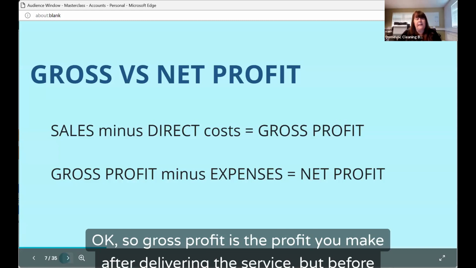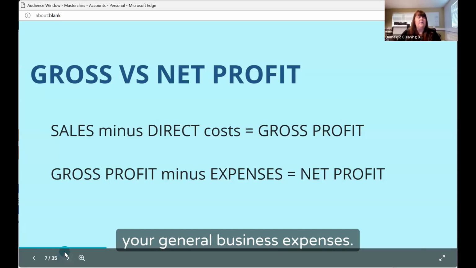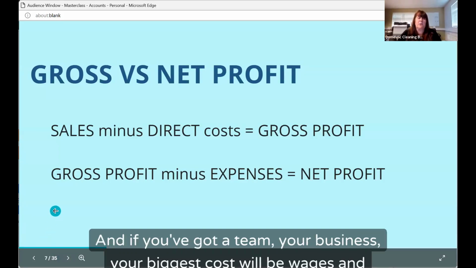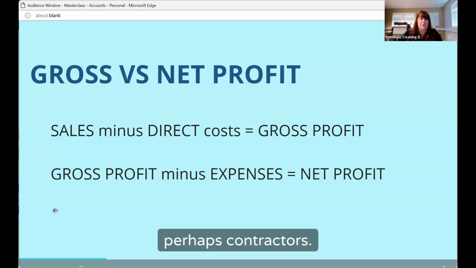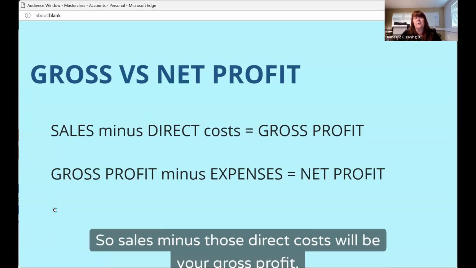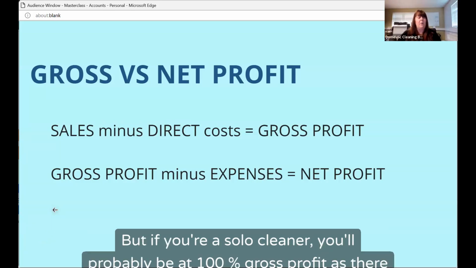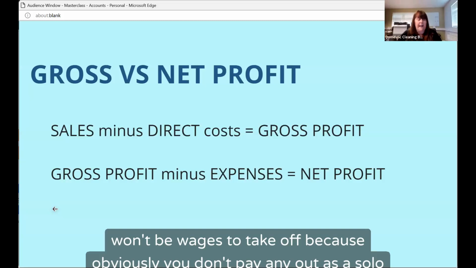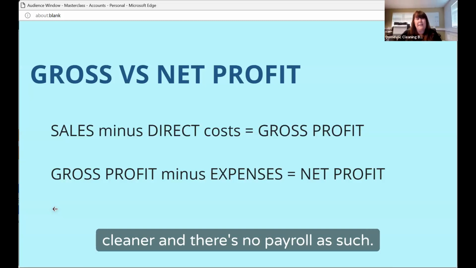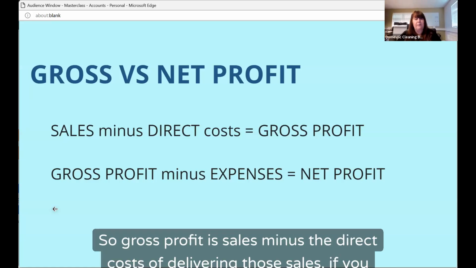Okay, so gross profit is the profit you make after delivering the service, but before your general business expenses. And if you've got a team, your biggest cost will be wages and perhaps contractors. So sales minus those direct costs will be your gross profit. But if you're a solo cleaner, you'll probably be at 100% gross profit, as there won't be wages to take off, because obviously you don't pay any out as a solo cleaner, and because there's no payroll as such. So gross profit is sales minus the direct costs of delivering those sales, if you like.